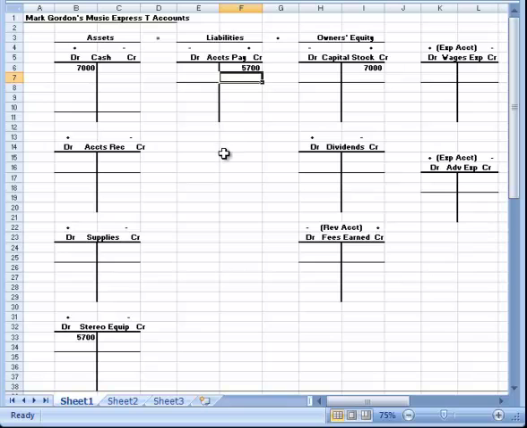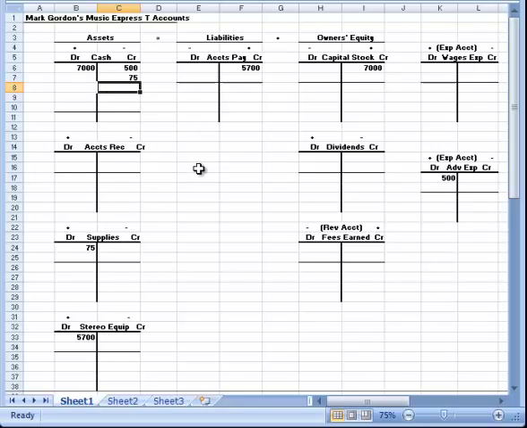C said paid for an advertisement in local newspapers, and we debited advertising expense for $500, and we credited cash for $500. Next, we paid cash for supplies, $75. We debited supplies to increase the supply account, and we credited cash for $75 to decrease it.